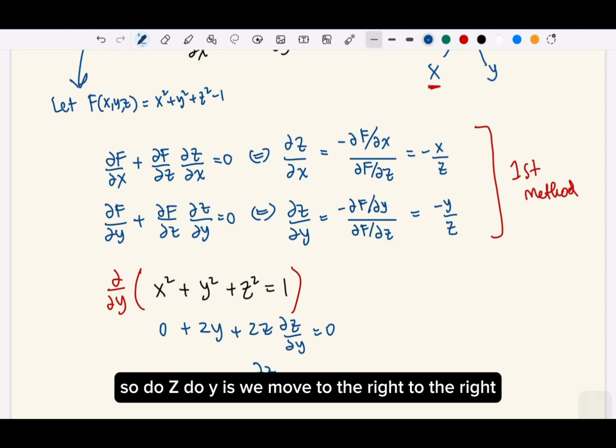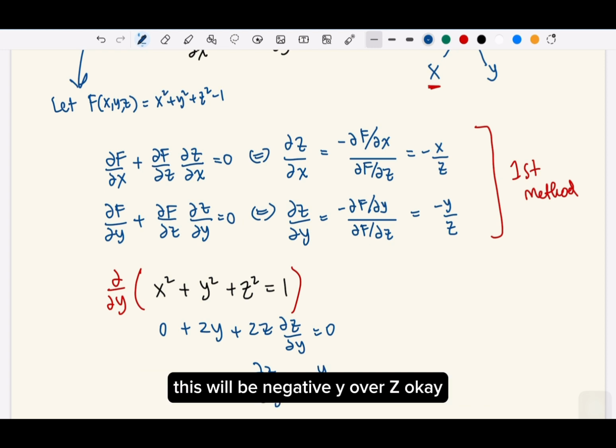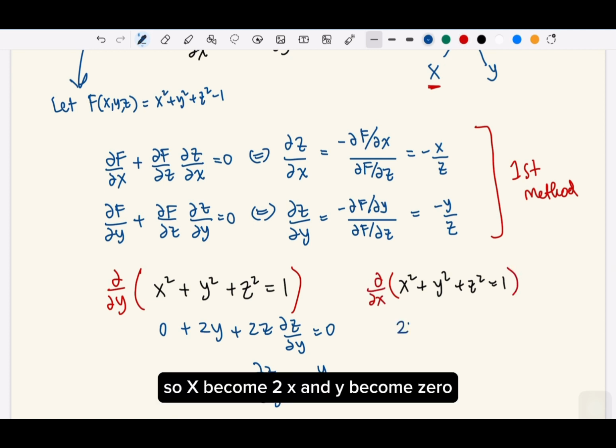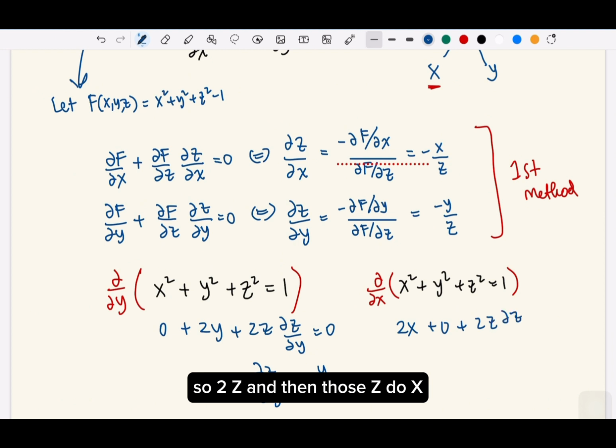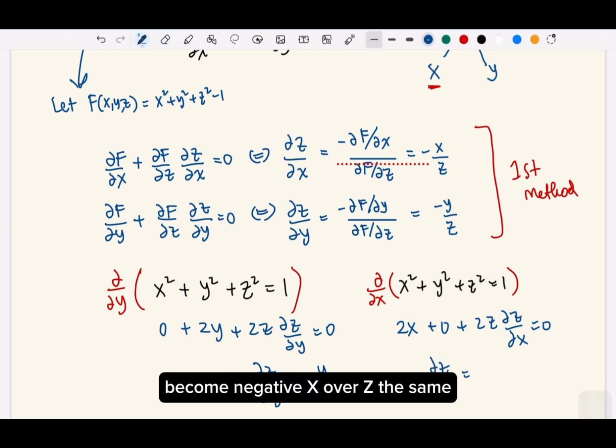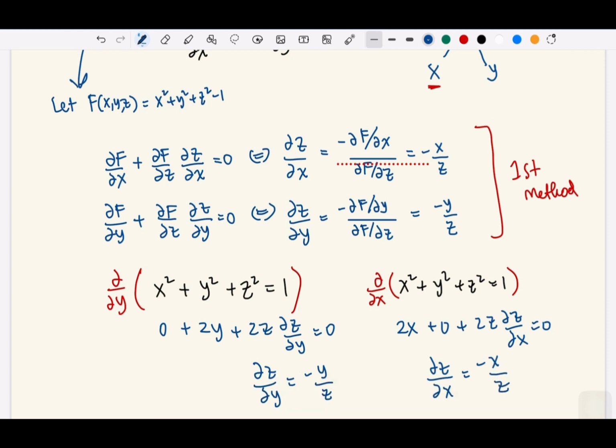So dou z dou y, when we move to the right, will be negative y over z. If we derive with respect to x, then x will be a regular one. So x becomes 2x and y becomes 0. But z, since z is a function of x and y, is 2z and then dou z dou x, and this is equal to 0. So dou z dou x becomes negative x over z, the same. So this is the second method, the direct approach. Either way, we get the same results.